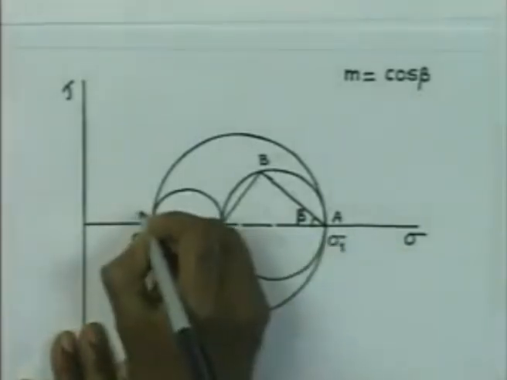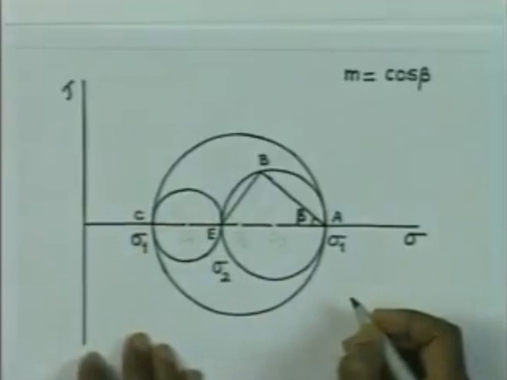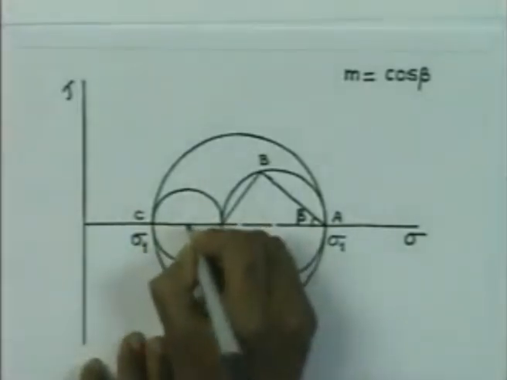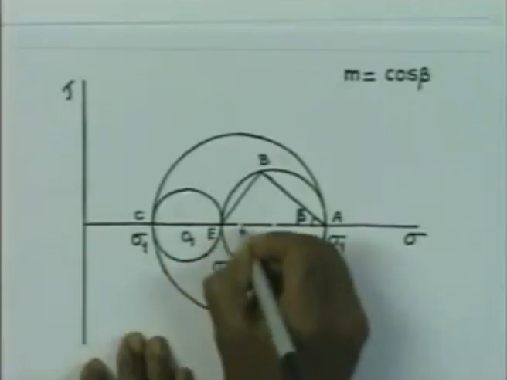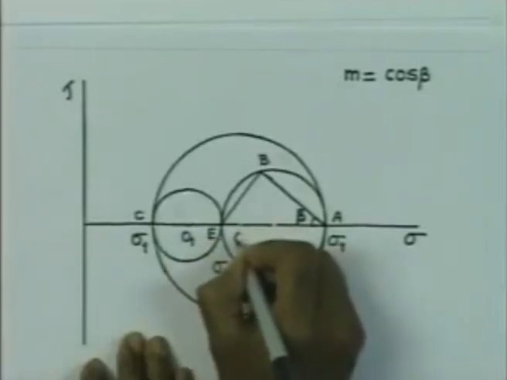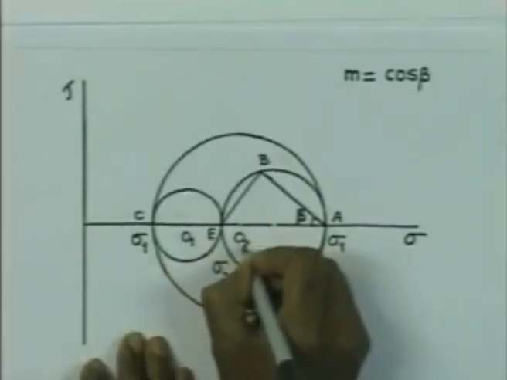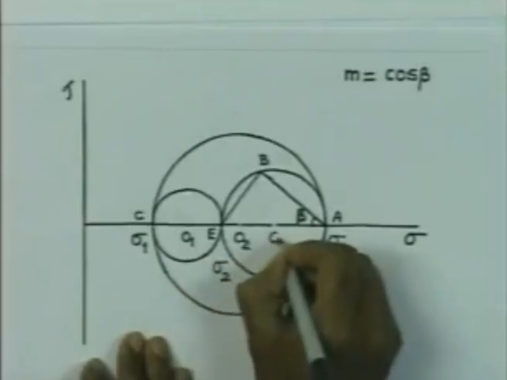Let us say that this is C again. And the centers of the circles are shown here. This is O1, this is O2, this circle is O3.